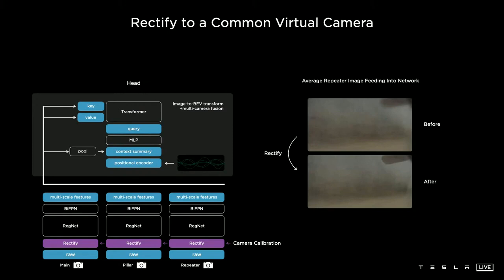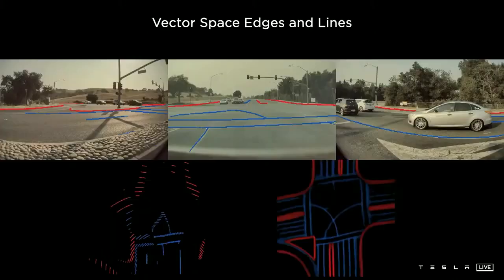We insert a new layer right above the image, the rectification layer. It's a function of camera calibration, and it translates all of the images into a virtual common camera. So if you were to average up a lot of repeater images, for example, which face to the back, without doing this, you would get a kind of a blur. But after doing the rectification transformation, you see that the back mirror gets really crisp. So once you do this, this improves the performance quite a bit.